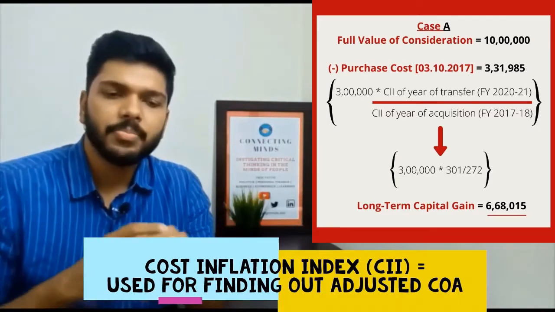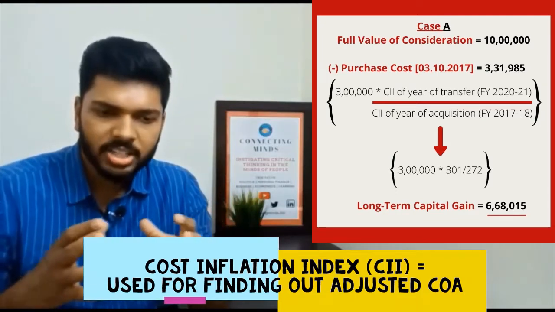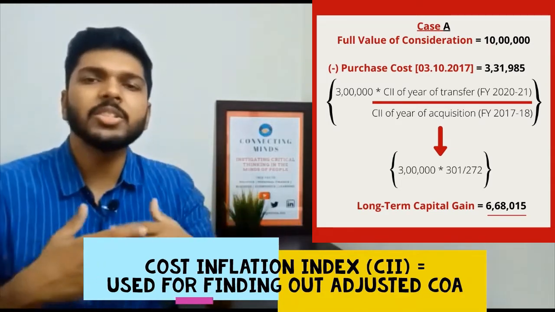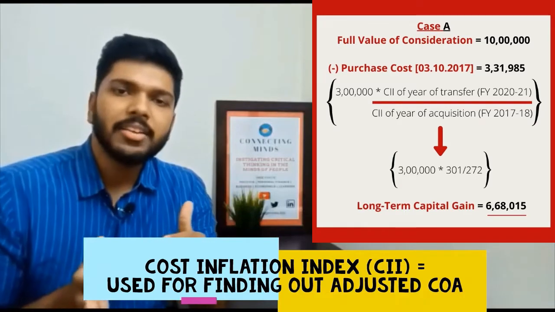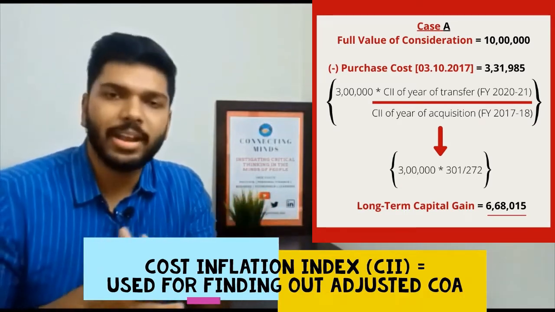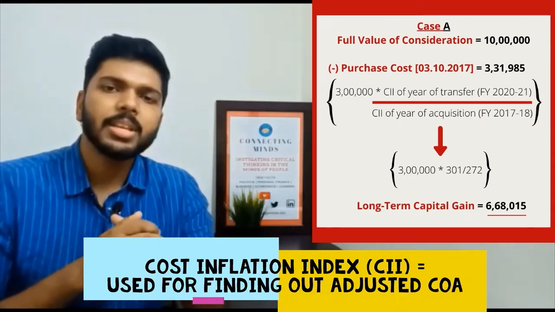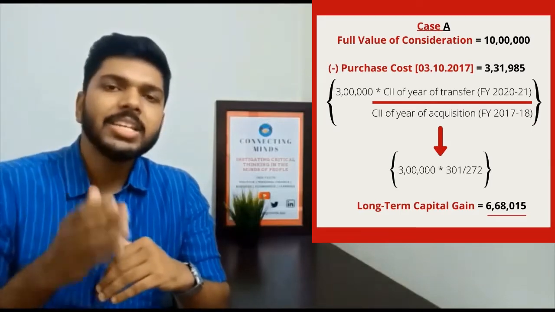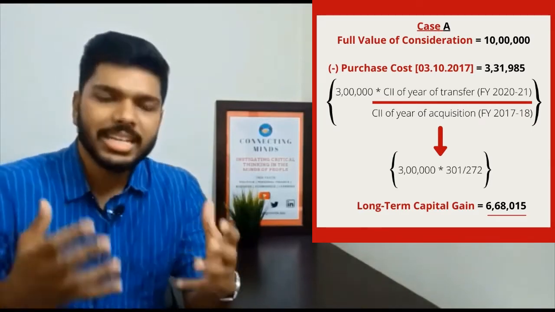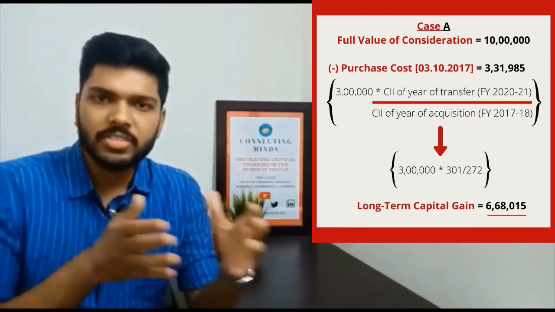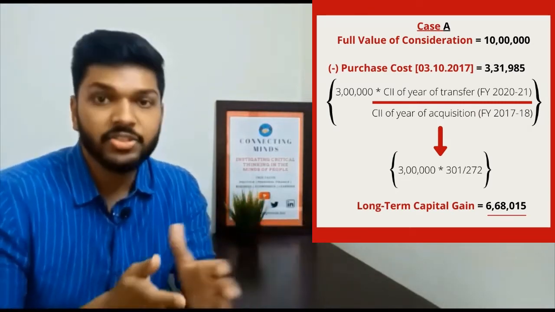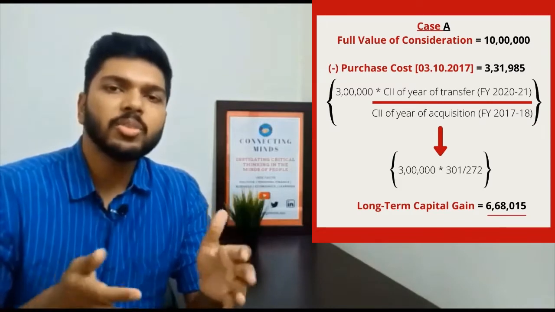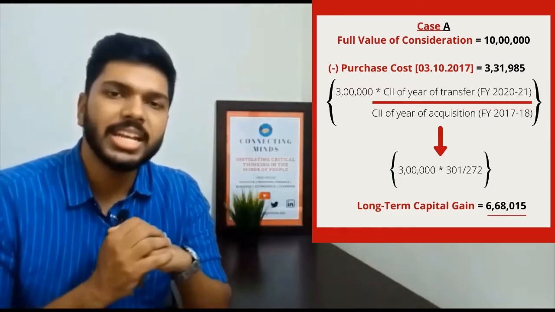And for this particular purpose, the government has provided us with something called Cost Inflation Index, or CII, for every financial year. And using this particular index, we can calculate the inflated cost of acquisition or the adjusted cost of acquisition. So as you can see, rupees 3 lakhs is the original cost of the building purchased 3 years back, and this is multiplied by the cost inflation index of the year in which the asset is transferred, which in this case is financial year 2021, divided by the cost inflation index of the year in which the building was initially bought, that is financial year 2017-18.